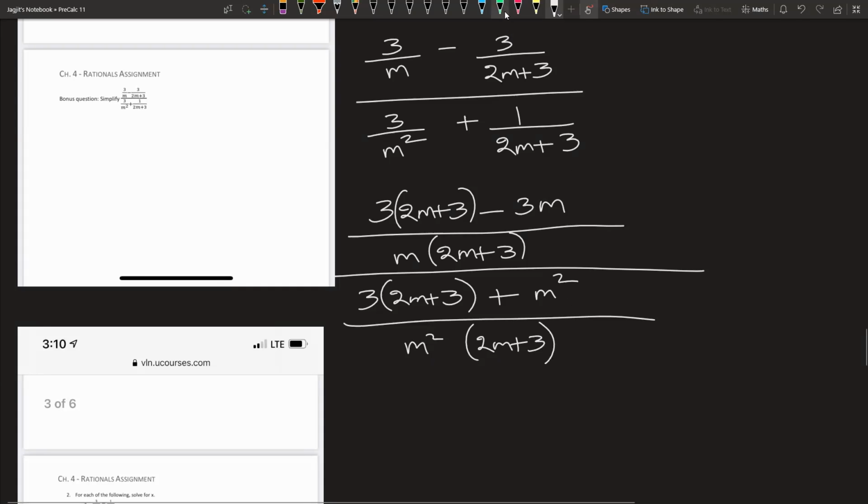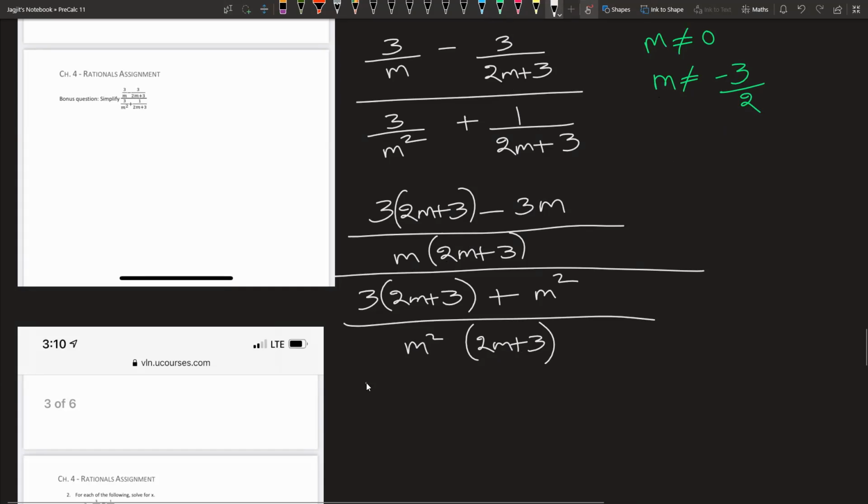Before we do anything, let's write the non-permissibles. Okay, for this, m cannot be equal to 0. For 2m plus 3, imagine plus 3 moving to the other side becomes minus 3, then divide that by 2. m cannot be minus 3 over 2. For m squared, m cannot be 0. 2m plus 3, it's going to be minus 3 over 2. I've already written that.